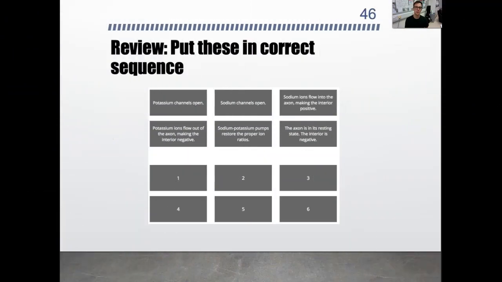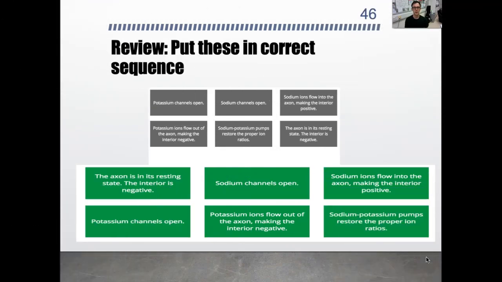All right, so go ahead and review the process of a neuron, the sequence of neural transmission. I want you to try to put these in the correct order. So pause me for a second, and then I'll show you the answer here briefly. All right, and there are your answers, okay?